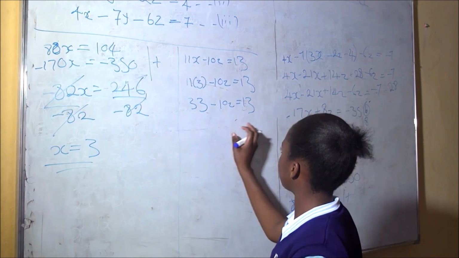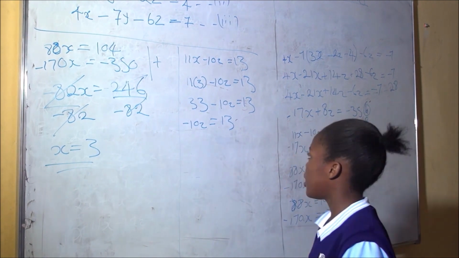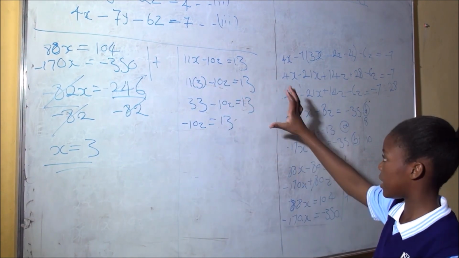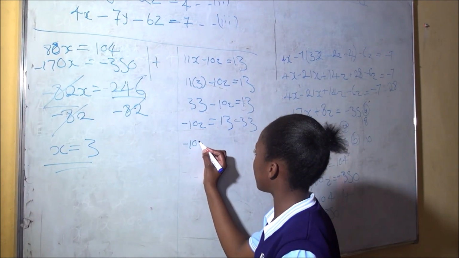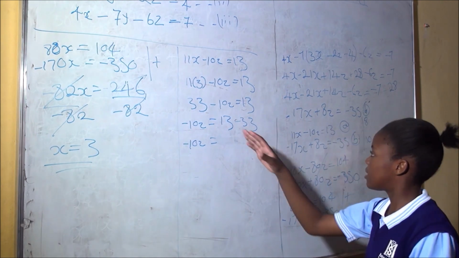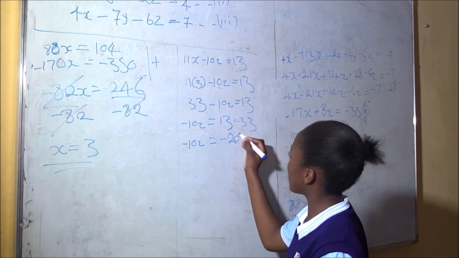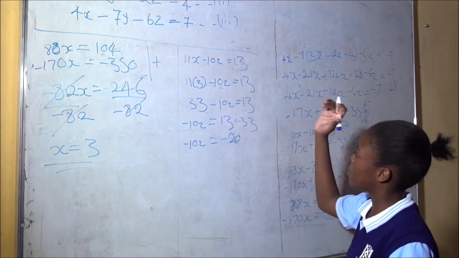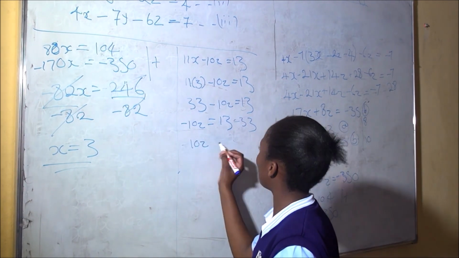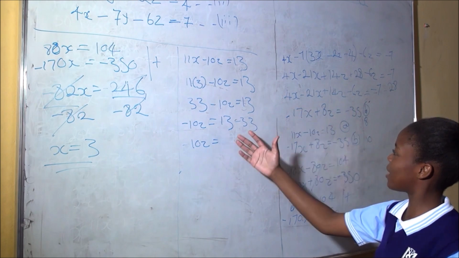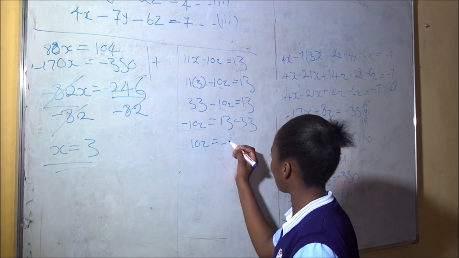Then here we are going to get the like terms, which is negative 10z, which is equal to 13. So here when 33 crosses the equal sign, it's going to be negative 33, which is going to give us negative 10z, which is equal to, here when we subtract 13 minus 33, which is going to give us negative 20. Because here we are subtracting a bigger number from a smaller number, which is 13 minus 33, giving us negative 20.